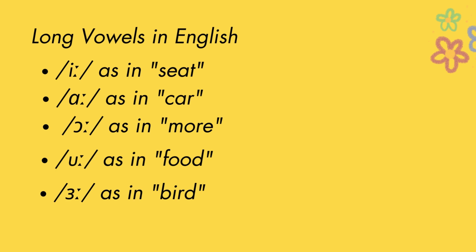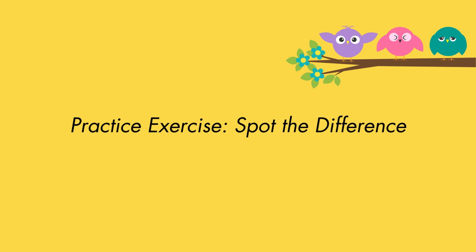Lastly, E, as in bird. Your lips should be relaxed, and the sound is made deeper in your mouth. Repeat. Bird. These long vowel sounds are essential for clear English pronunciation, as they often change the meaning of a word if pronounced differently. Let's practice distinguishing short vowels from long vowels.